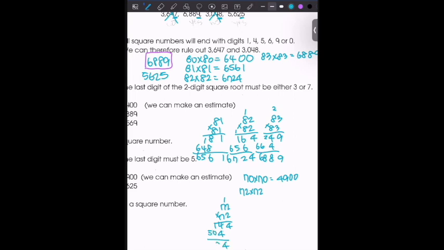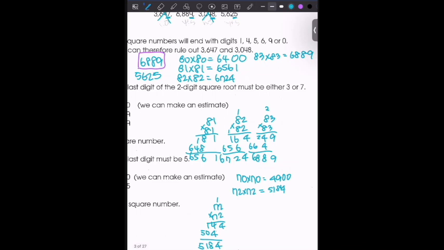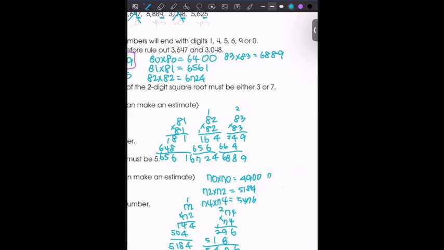And that is going to give us 5,184. And the number we want to test is 5,625. So we're going to try a number like 74. So 74 squared is going to be 5,476. So we're going to try a larger number like 75.